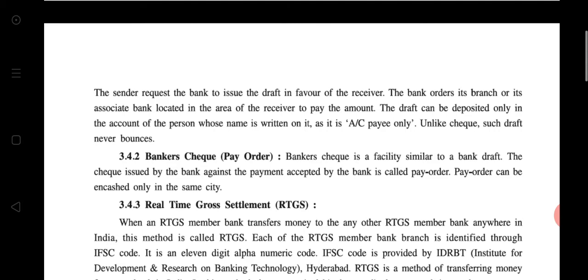Unlike a check, such a draft never bounces.